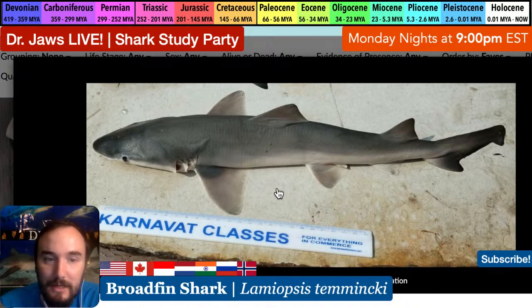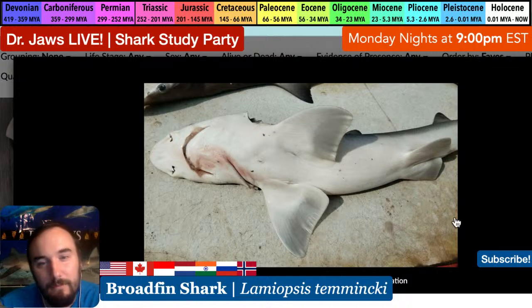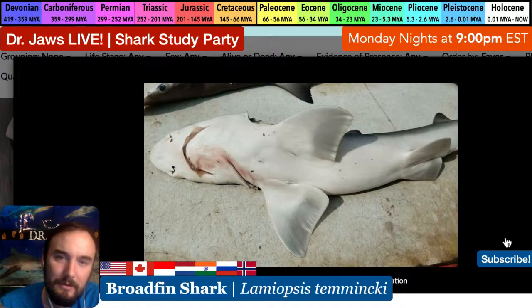But juvenile broadfin shark. Really nice. I mean, it's sad to see a deceased individual, but this is a really nice view of the underside of the pectoral fins. Really cool and unique shark fin shape, actually, for pectoral fins. Almost like a perfect triangle. Like really, I can't think of another, at least carcharhinid shark species that has fins like this.